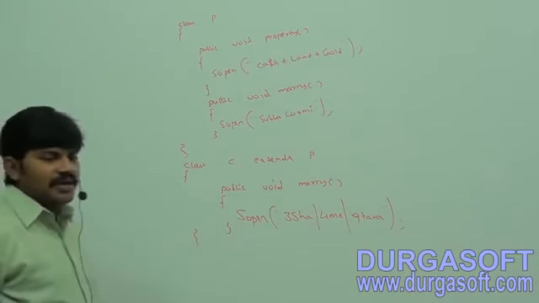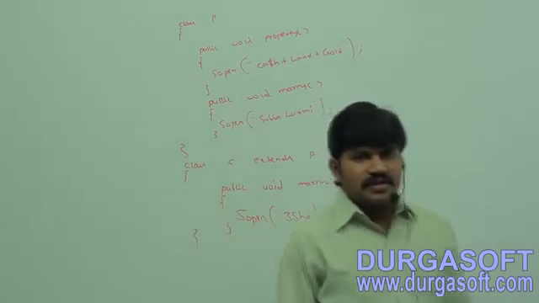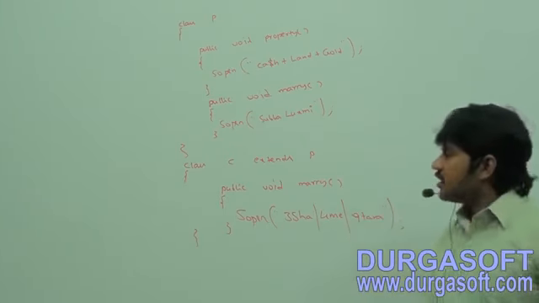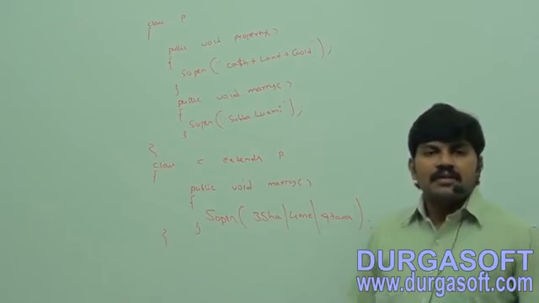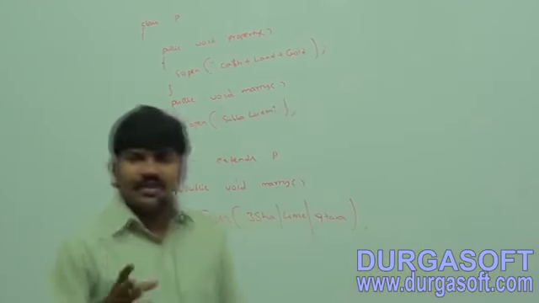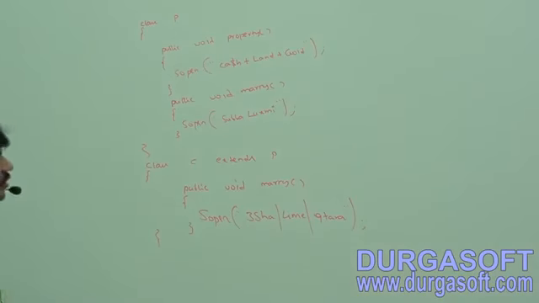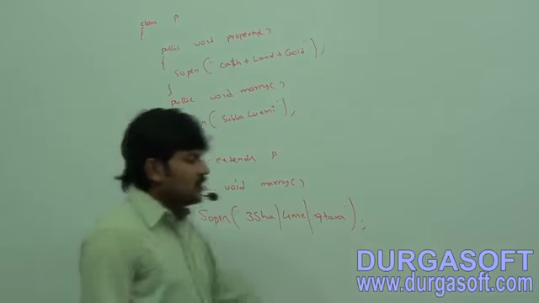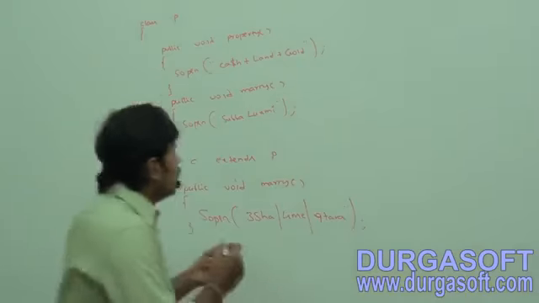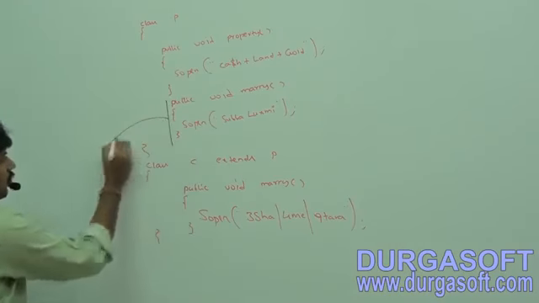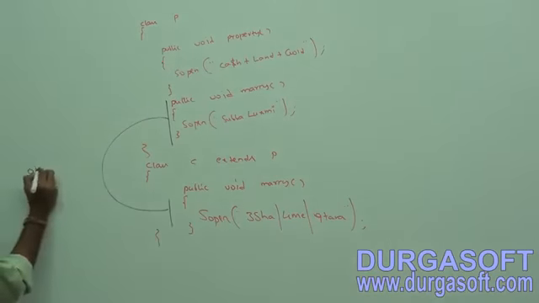Are you getting? Observe this terminology, right? If the child is not satisfied with the parent implementation, then the child is allowed to redefine that method based on its requirement. This process is nothing but overriding. So this process itself is nothing but what? Overriding.